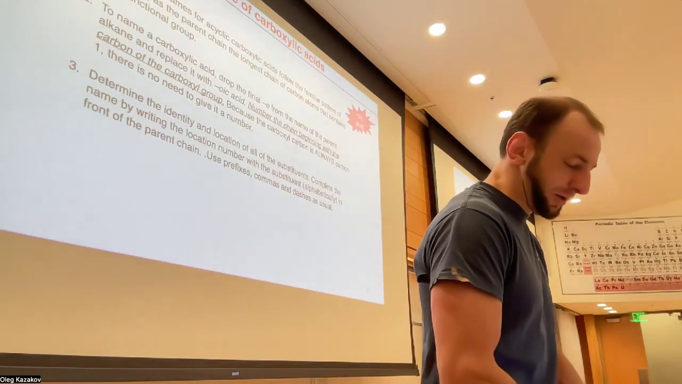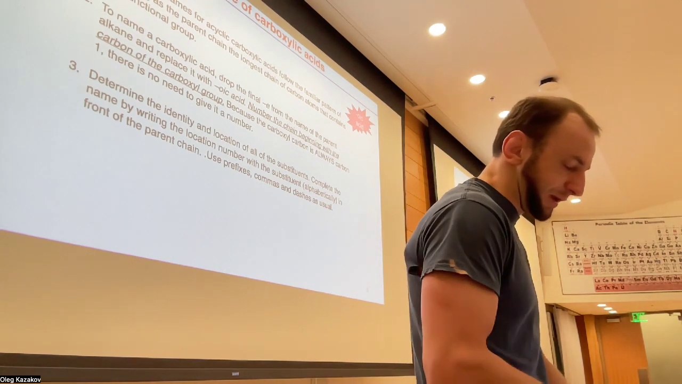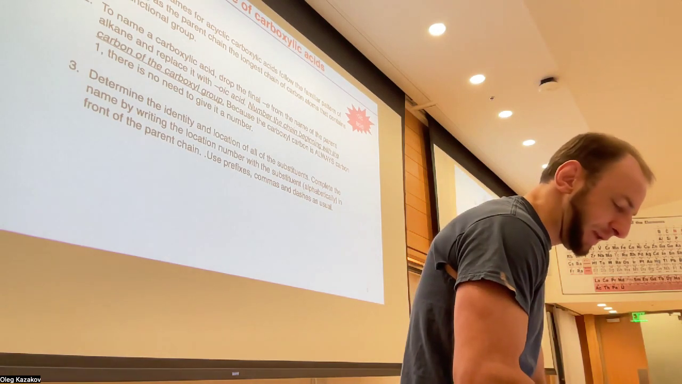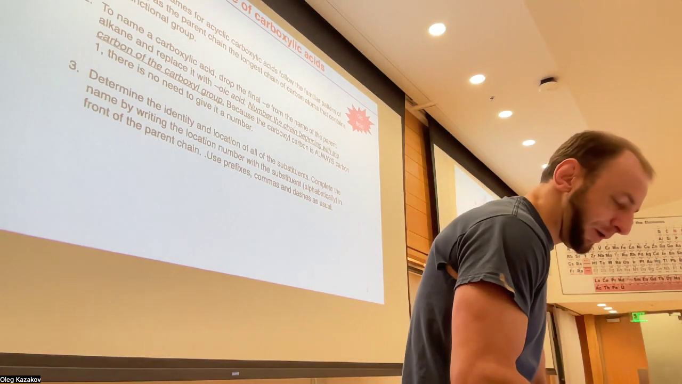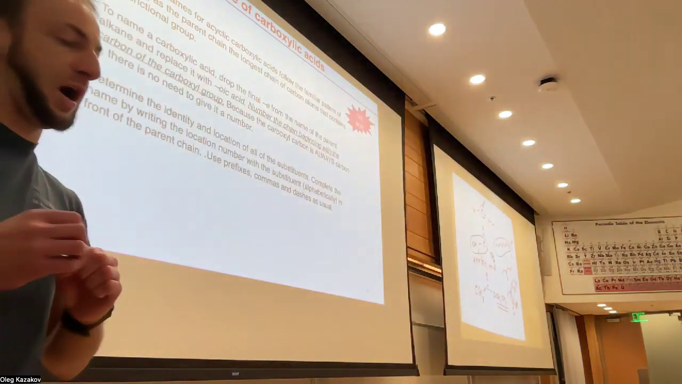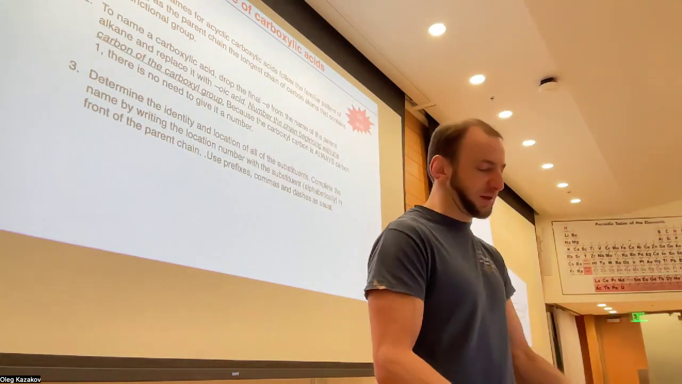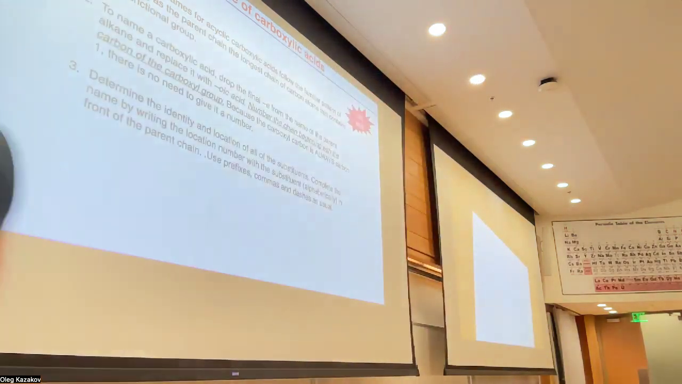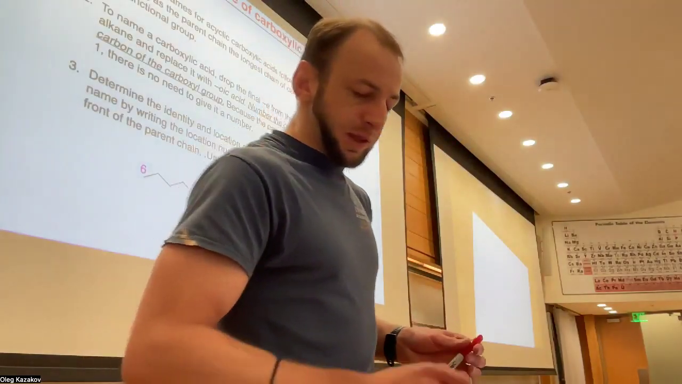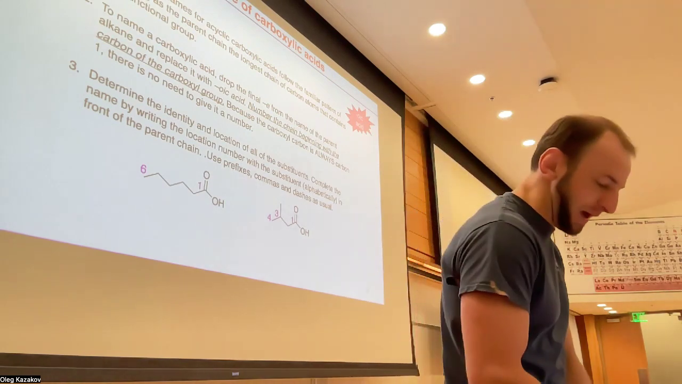Anyway, we found the longest chain here, so we can start numbering the carbons: 1, 2, 3, 4, 5. So it's going to be 5 carbons in our carboxylic acid. Now let's take a look at this example and transfer it to the better sheet and see how we can name it. Here we go, some naming conventions. The carbonyl carbon will be number 1.